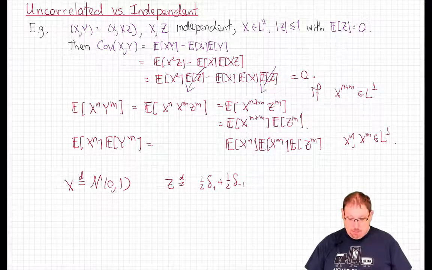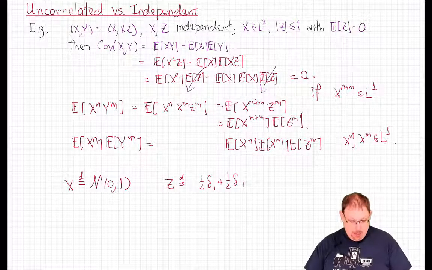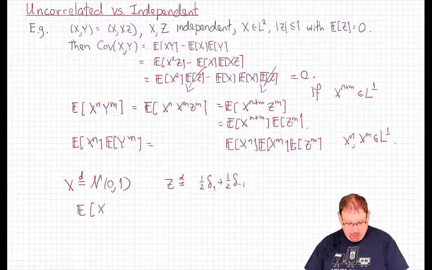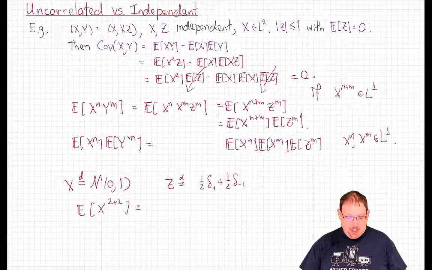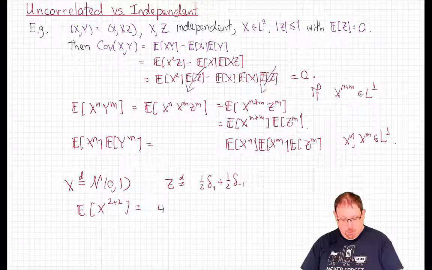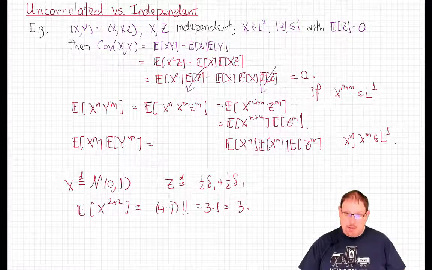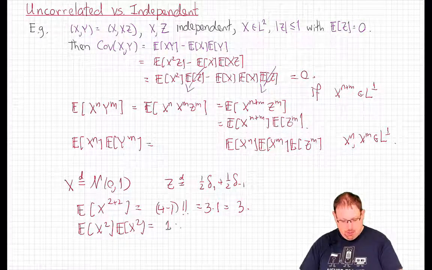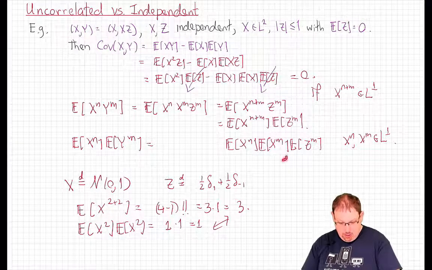Now let's just check to see what happens with these equations here. Let's do it with n and m both 2. Then the expected value of x to the 2 plus 2 is the fourth moment of a Gaussian, and we've seen what that is before. It's equal to 4 minus 1 double factorial, or 3 times 1, which is 3. On the other hand, if I take the expected value of x squared times itself, for a standard normal, that's just 1. And so, indeed, these two do not agree.